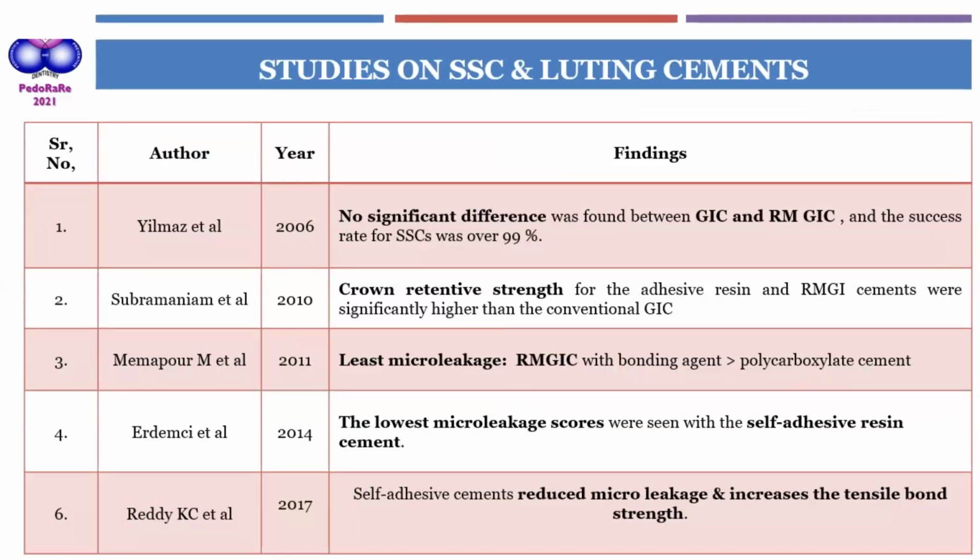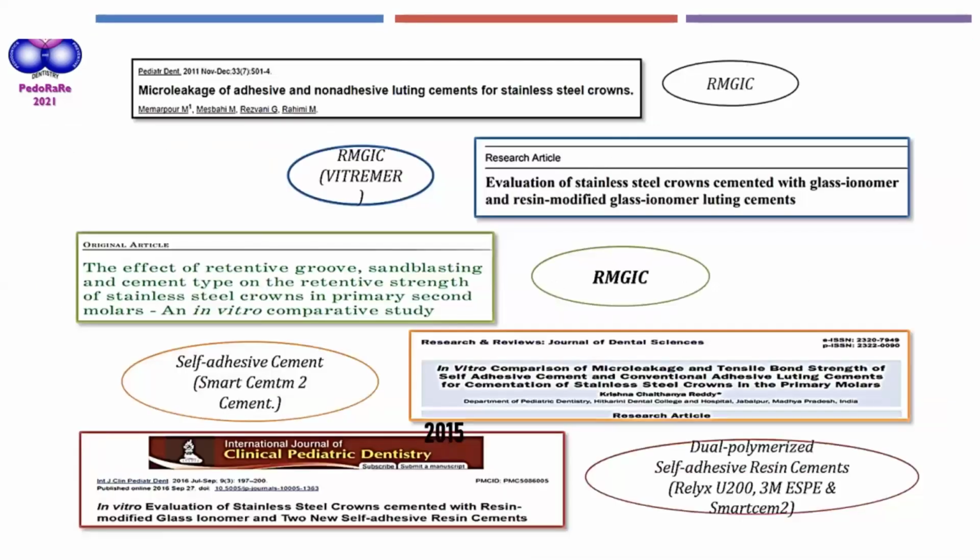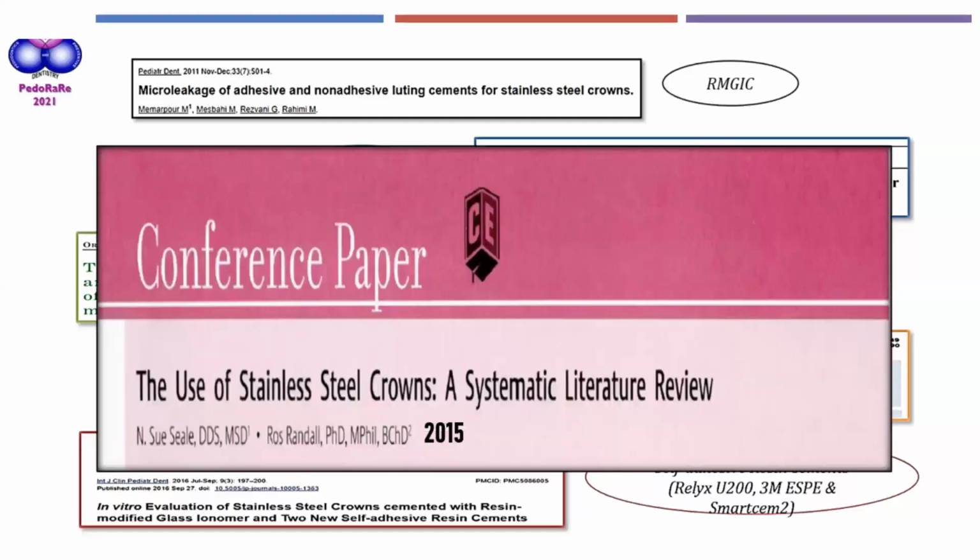2006 to 2017, so on and so forth. So many studies have been done. But still, it is said that there's a wonderful article, a systematic literature review on stainless steel crowns in 2014, which said that RMGIC would be a good luting material for stainless steel crowns on primary teeth.